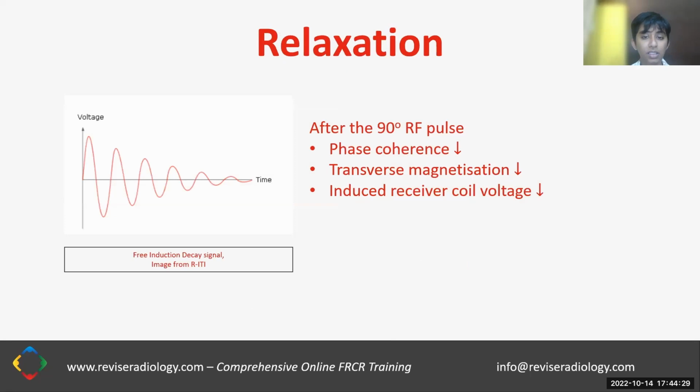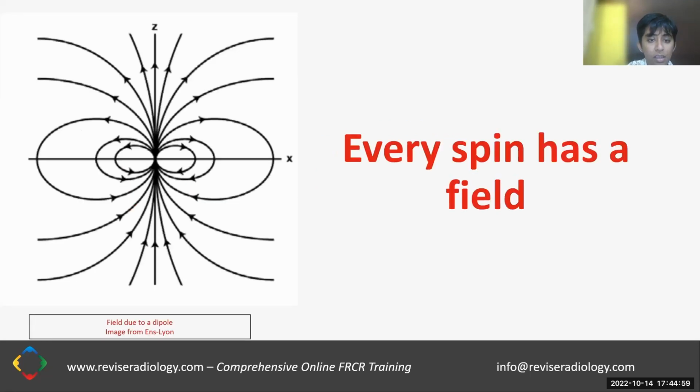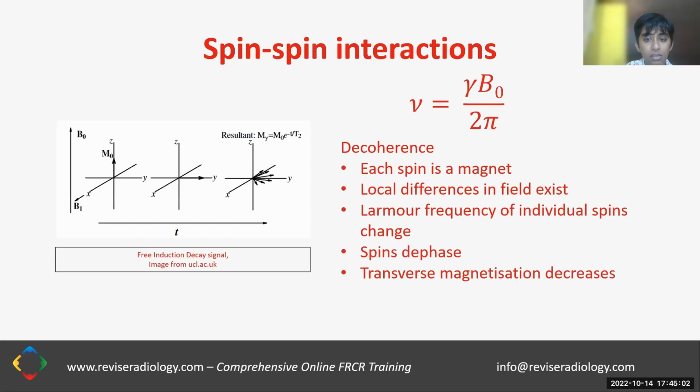So this is what the transverse pulse looks like. After the 90-degree RF pulse has stopped, phase coherence goes down, transverse magnetization goes down, and the induced receiver coil voltage also goes down. So we have the free induction decay signal on the left-hand side. So you can see that initially the signal that we're getting from the transverse magnetization is high. But then after that it decreases, and finally it's almost 0.